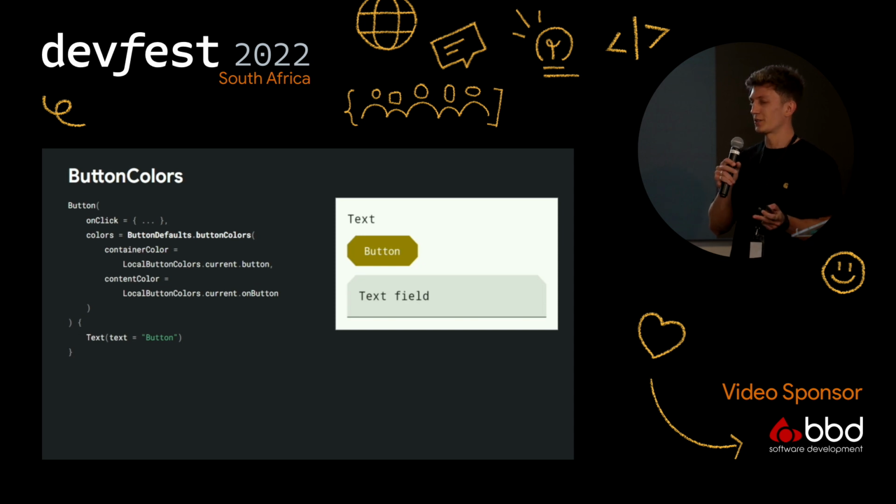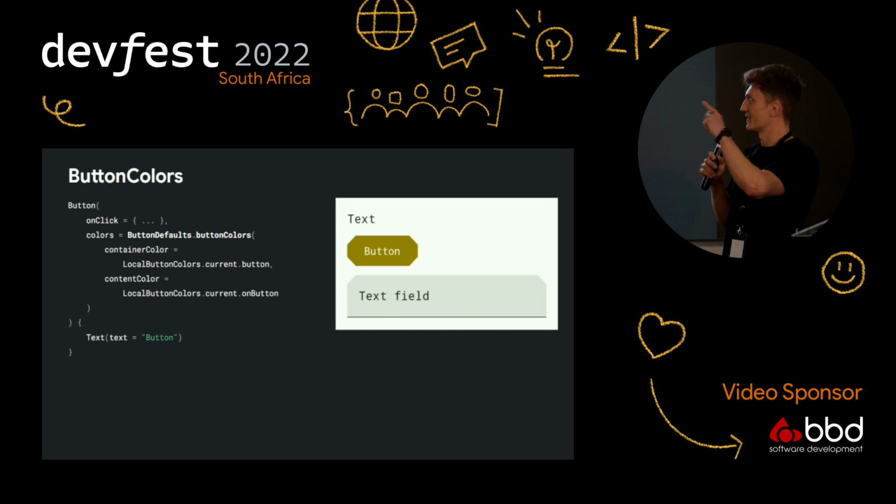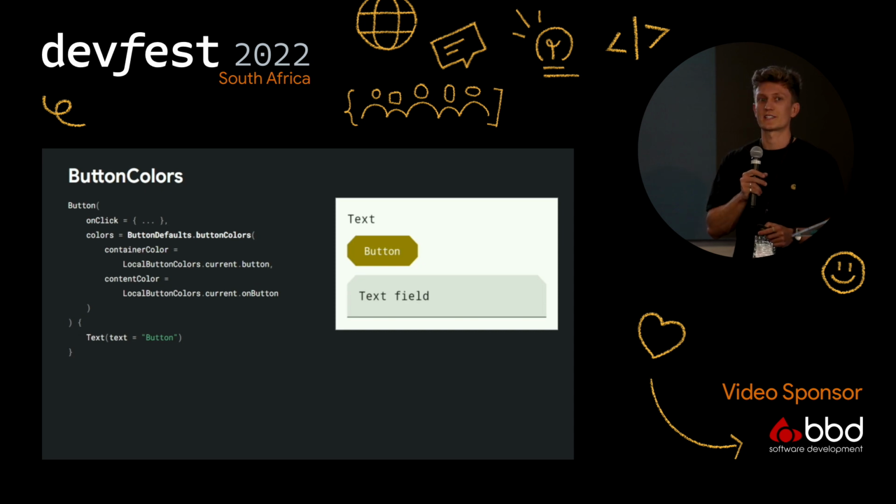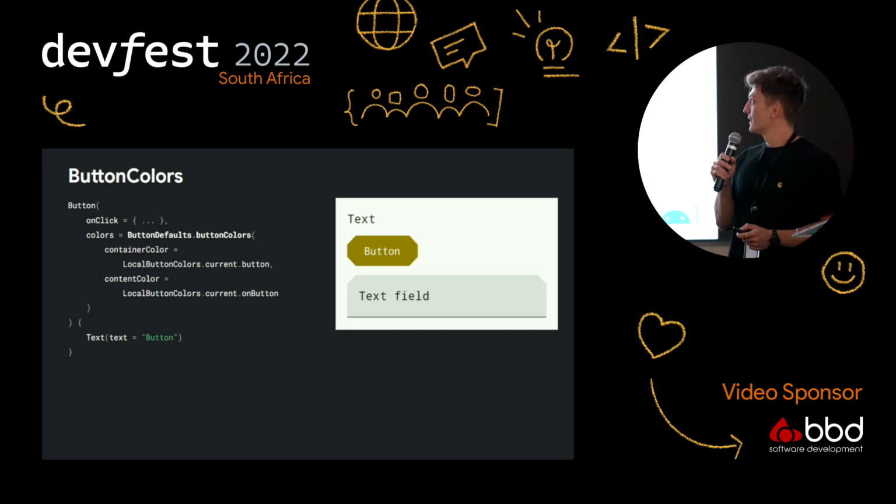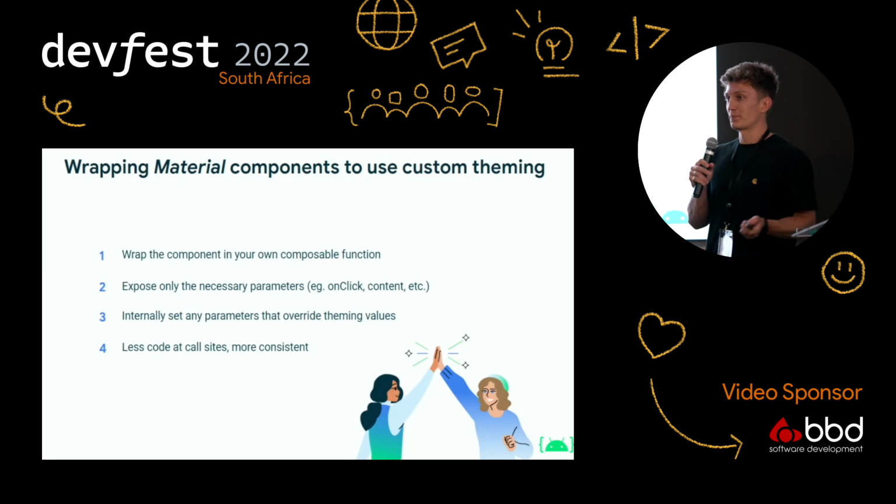However, this is quite a lot of code, especially if you're going to be using this button in various places in your app, which is very likely for basically any app. So you don't really want to be doing this where you override the colors every single time and have these 10 lines of code in place all around your app. What would be better is to wrap the material components to make them easy to reuse. And there's a few steps to this that I want to outline before I show you.